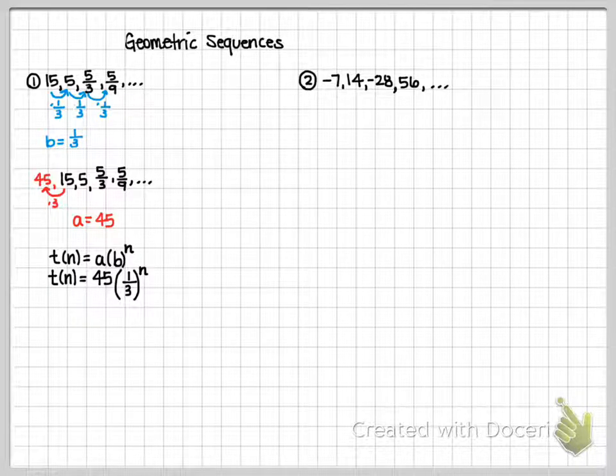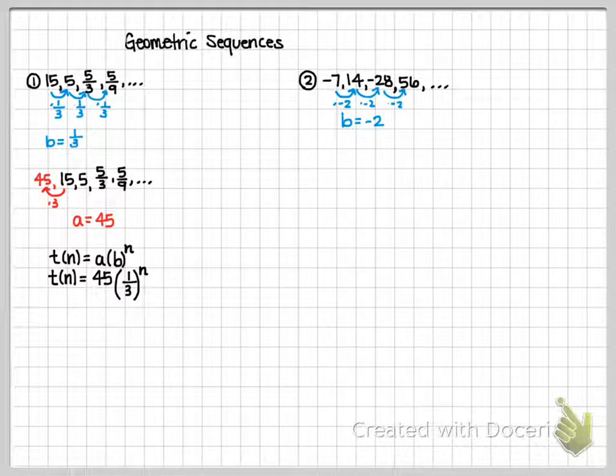Let's go ahead and do the second one as well. I'm going to do the same thing, look and see if I can figure out what the pattern is. It looks to me like it is multiplying by a negative number because the signs are flipping. To go from 7 to 14 is going to be 2, so times -2. And that -2 seems to be consistent here. So my B, in this case my multiplier, is going to be -2.